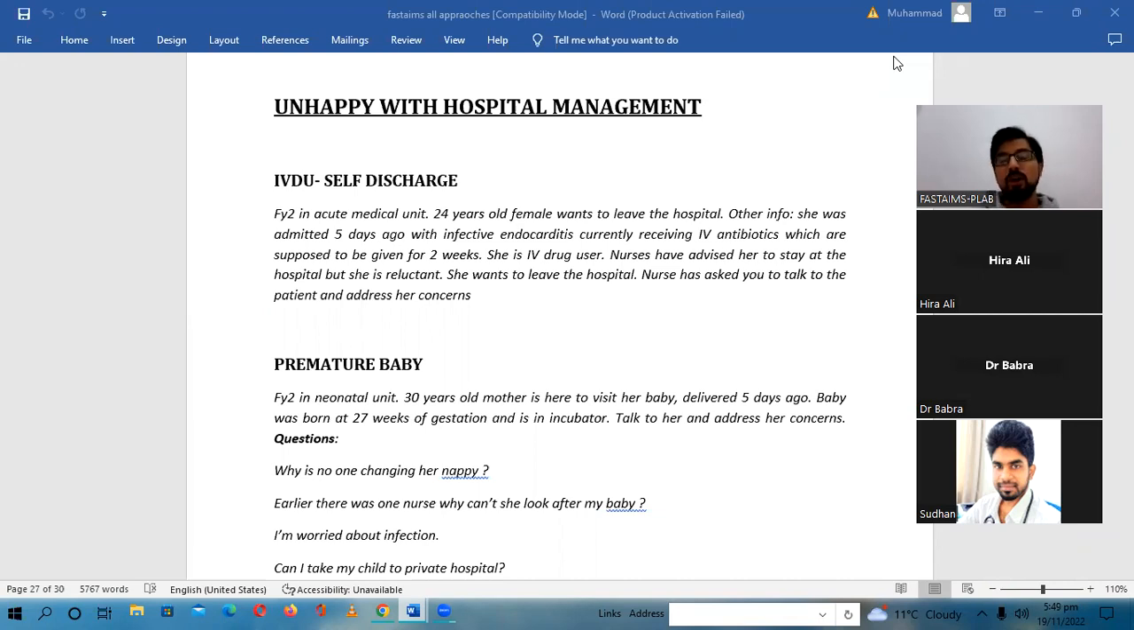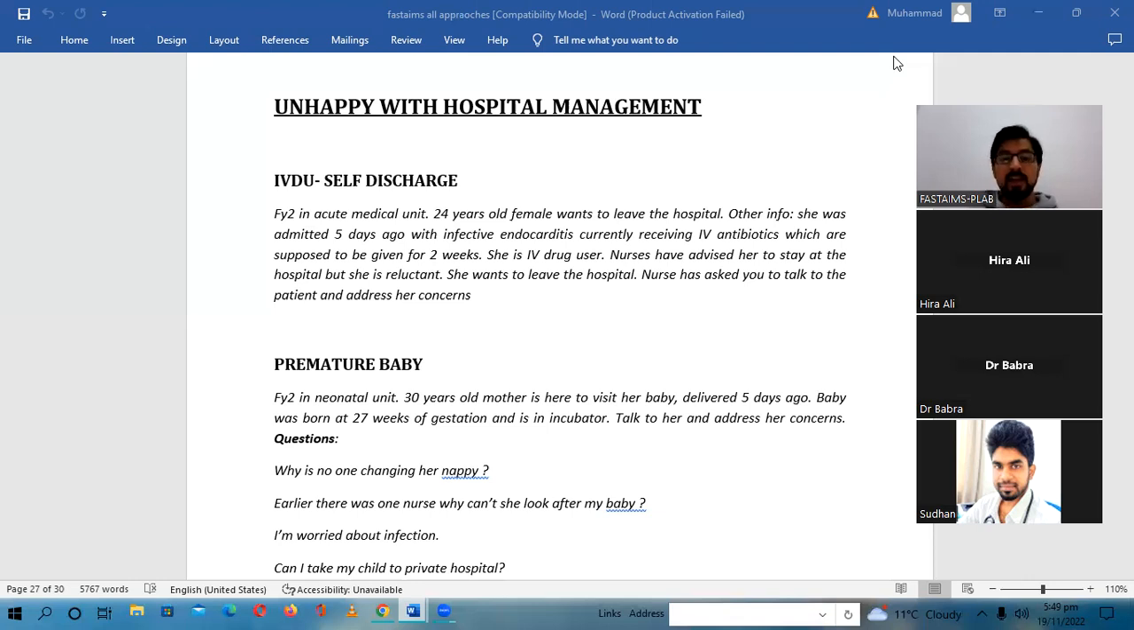You tell them, okay, you have got a condition called infective endocarditis, which is basically inflammation of your heart. It is a serious condition, and you have been given antibiotics for this purpose, and you need to take those antibiotics through your blood vessels. Okay. And we would recommend you to continue with your treatment. So it is not advisable for you to leave the hospital at the moment.